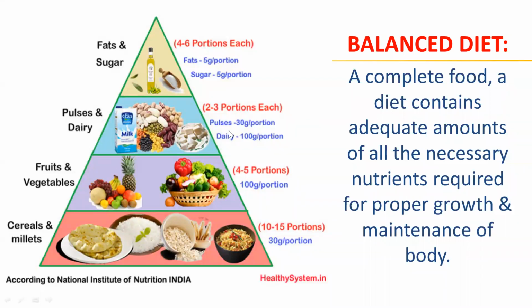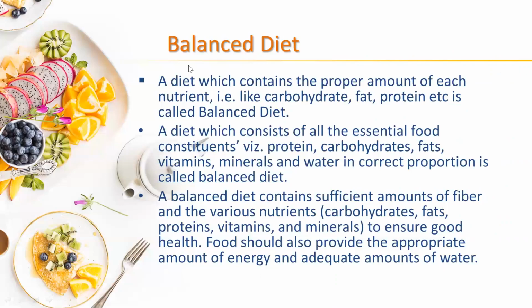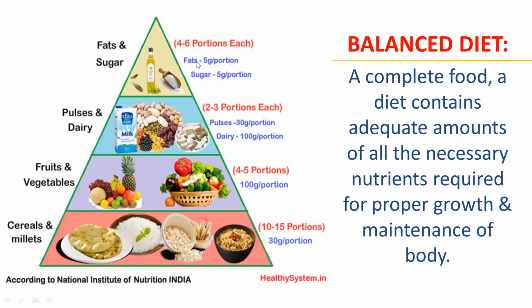See, what we have seen here in the picture, the proper and equal distribution of protein, fat, carbs, and all the dairy products. See here, as we can see, these are the fat and sugar, pulses and dairy, and fruit and vegetables, and cereal and millet. Cereals and millets here represent carbohydrate. Fruits and vegetables, pulses and dairy represent protein. Fats and sugar represent fat. So this is a complete picture of a balanced diet.